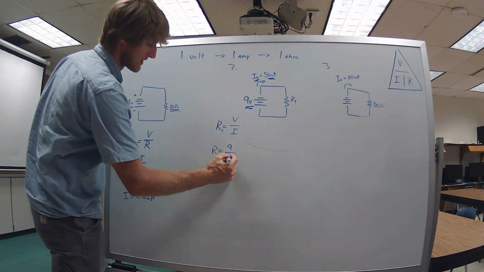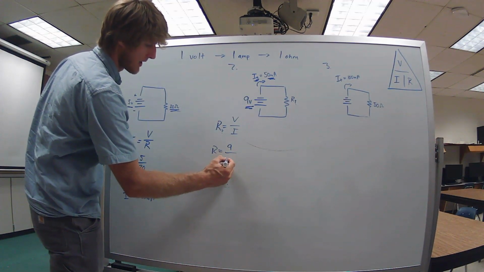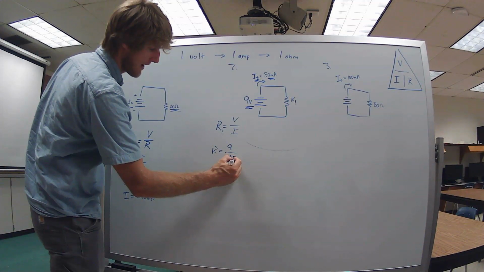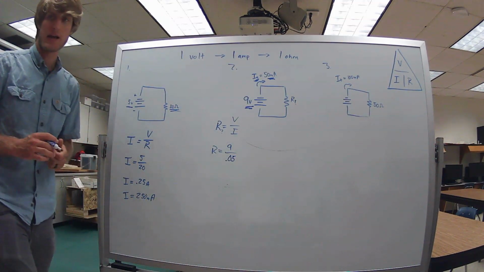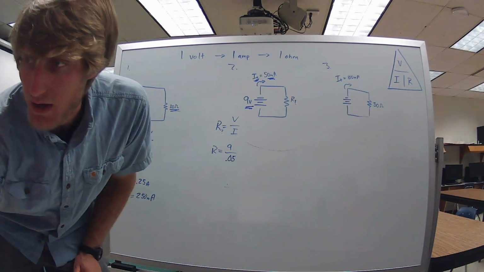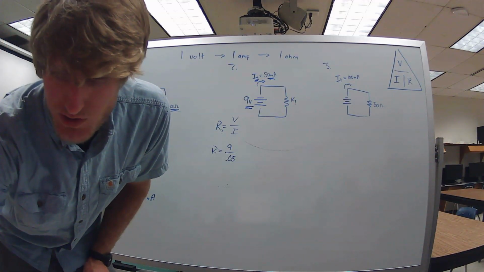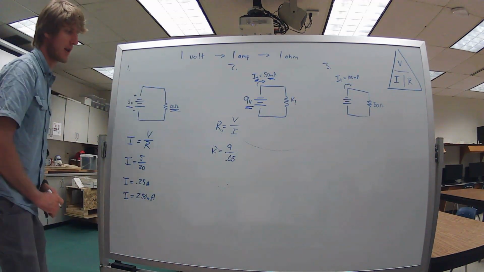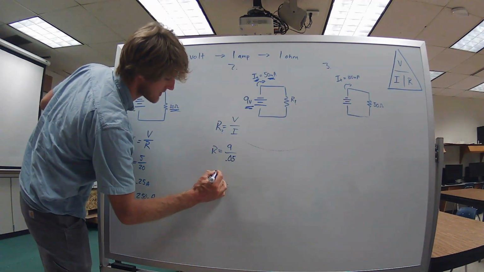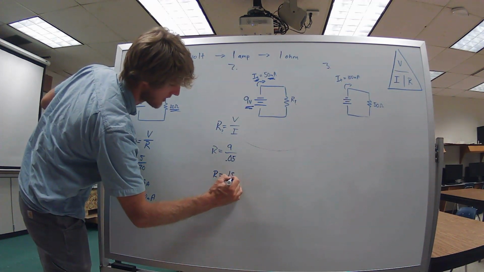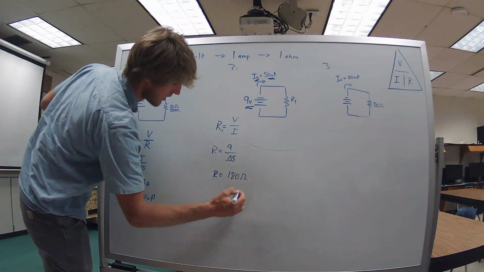So in this case, the easier thing to do is take 50 milliamps and convert it to a normal base prefix, okay? So we're going to write down 0.05 amps, because that's what it is. 9 divided by 0.05, okay? Just double check this, 9 divided by 0.05, and we have 180, okay? So our resistance in this case equals 180 ohms, okay?